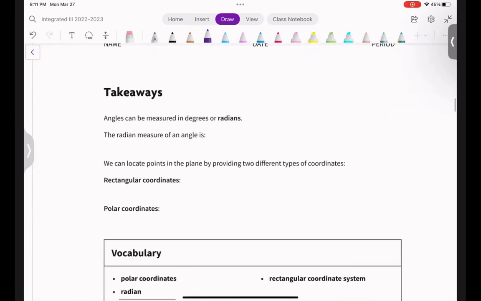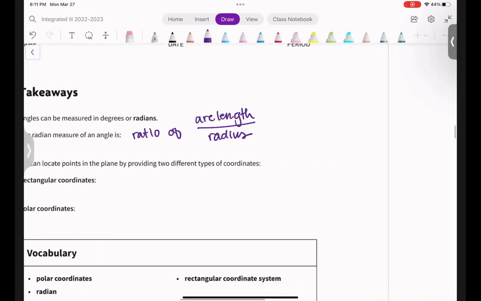So the radian measure of an angle is the ratio of the arc length of the circle to the radius. So I'll write it as a ratio: arc length divided by radius. For example, for that one we showed you, we noticed that the arc length was 2 pi, and we divided it by 12. So that was pi over 6.